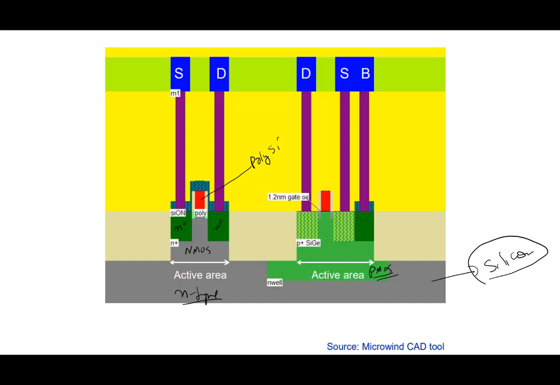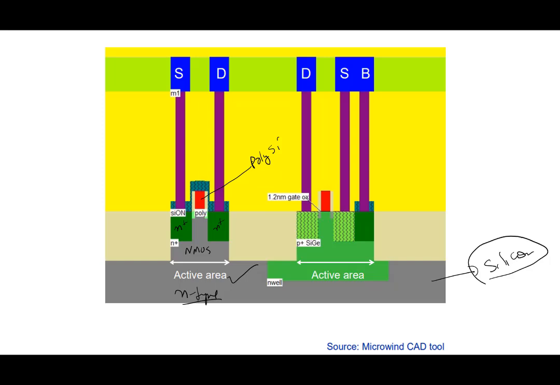and the rest of the area. The active area is where the transistor is made, right? So this, as you can see here, is active area. This is where your NMOS transistor is. This is also the active area where the PMOS transistor is.